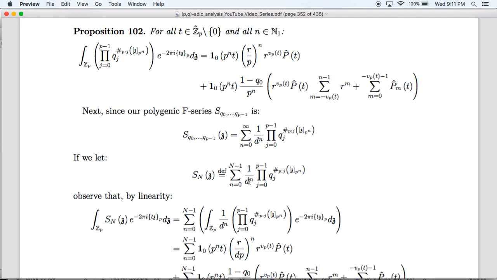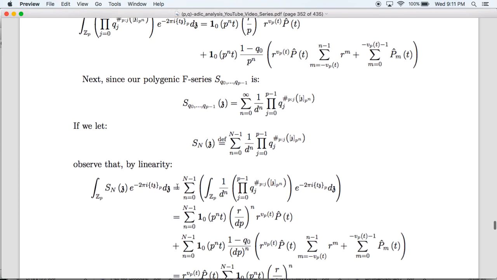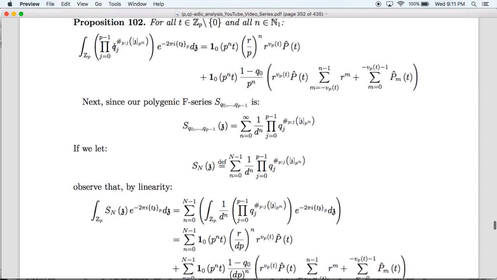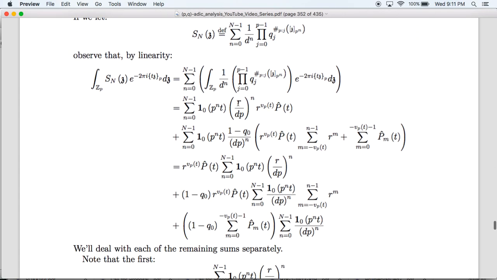And so all we need to do here is, now that we know what the Fourier transform of this guy is for any given n, we just proceed by linearity. So we're going to multiply this quantity by 1 over d to the n, and then we're going to sum from n equals 0 to big N minus 1. And do everything, and then note that this key factor appears. We have r over dp to the power of n and dp to the power of n. Play around with things, we get this.